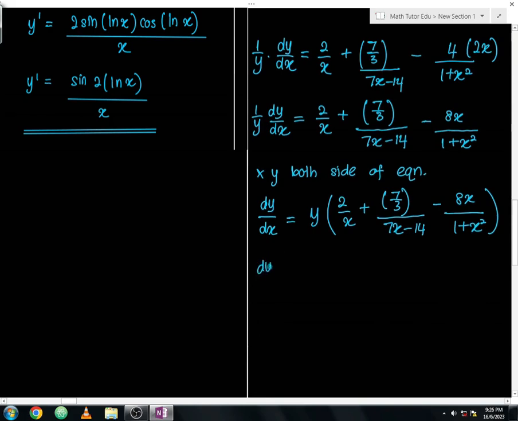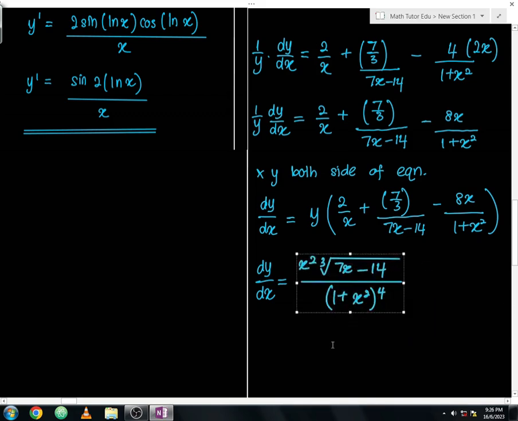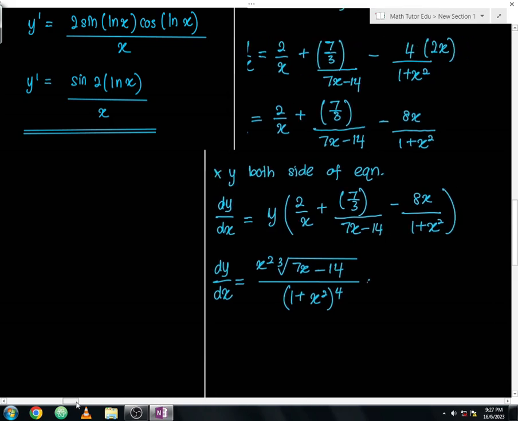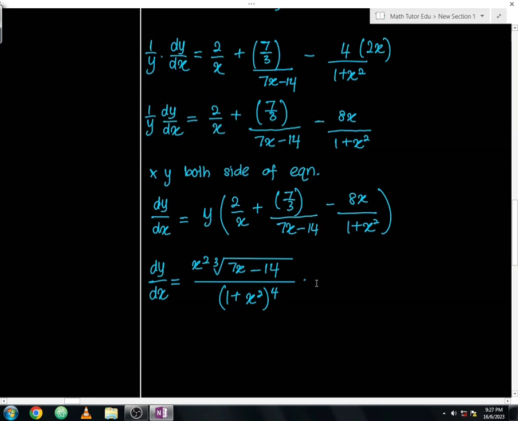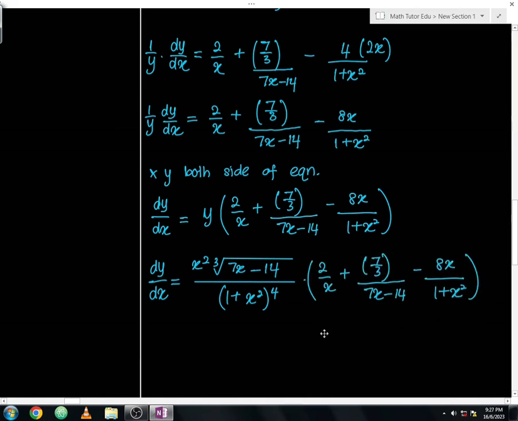So from here dy over dx will be equal to, let me paste it over here. The y I remove, since y is actually equal to x squared times cube root of 7x minus 14, divided by 1 plus x squared to the power of 4. So we're going to replace this, and then times this equation. You can leave your answer in this way.